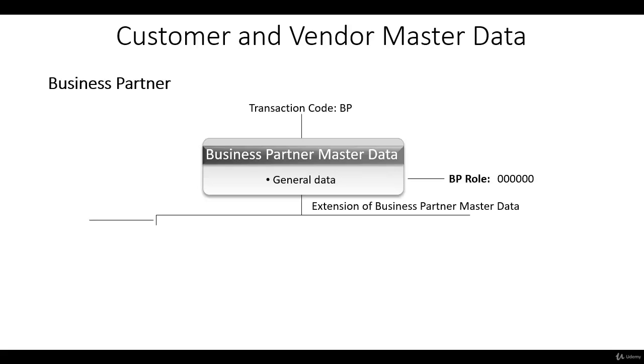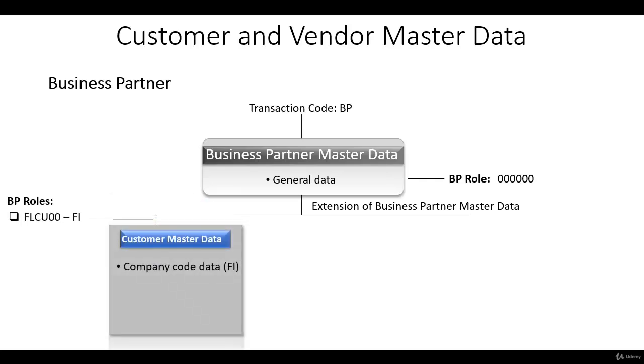So again, to create customer master data, we need to use BP roles. Which are those BP roles to create customer master? FLCU00 is to create company code data in FI, and FLCU01 is to create sales organization data in customer master. So I will show this to you in SAP S4HANA system.